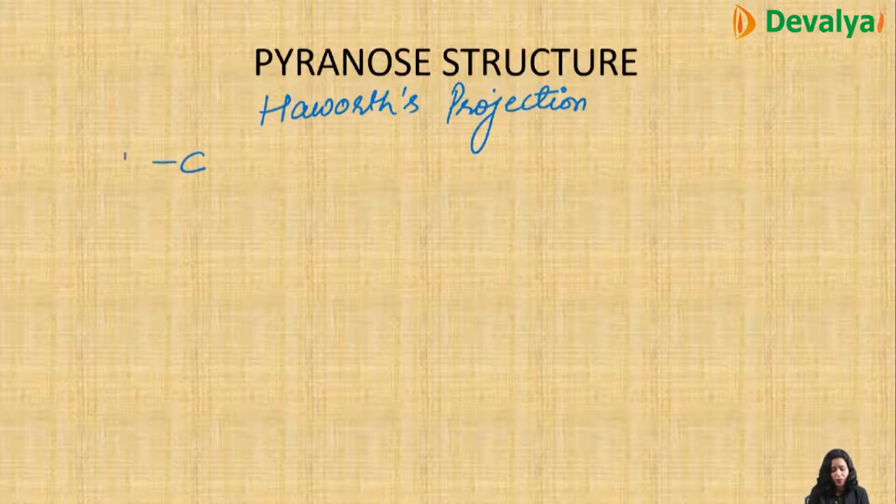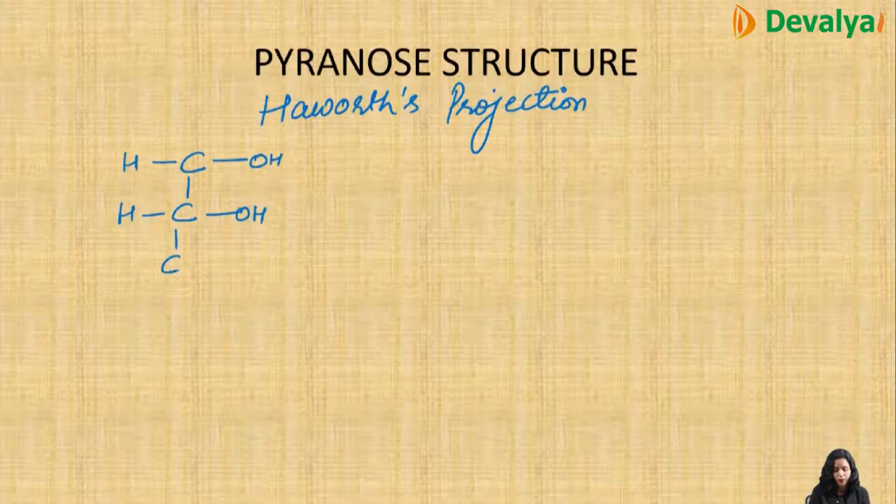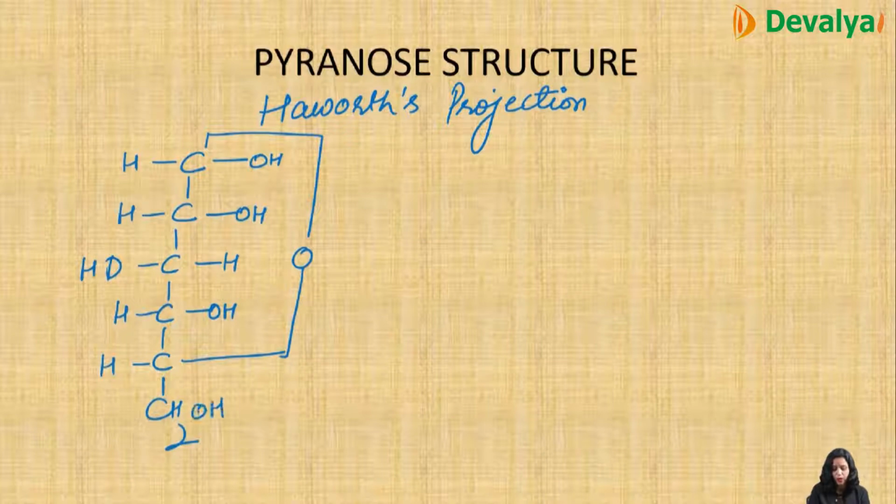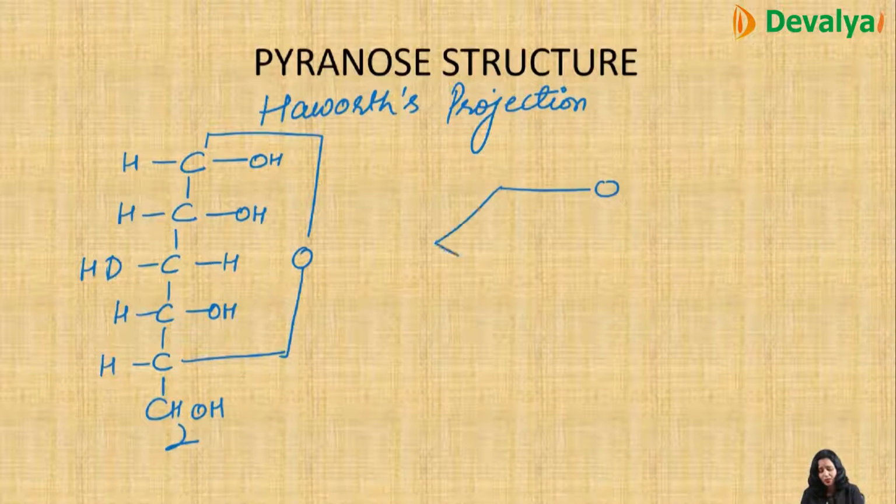Again, now what we are doing, we are making for the alpha D glucose. This is H, OH. This is OH, H, H, OH, then H, and through oxygen they are linking, and this is CH2OH. Pyranose form means that we are making the 6-membered cyclic ring structure with the oxygen. Now this is the pyran form, in which we'll put the glucose formula.